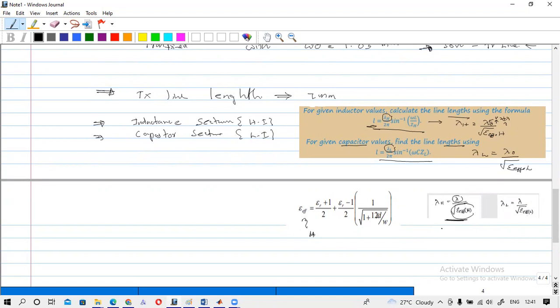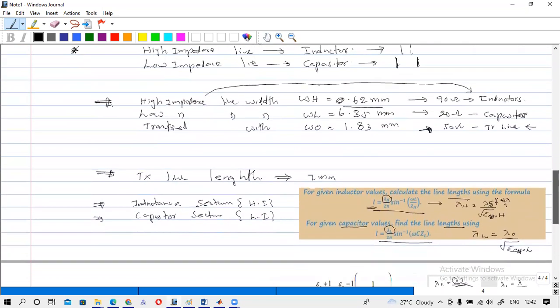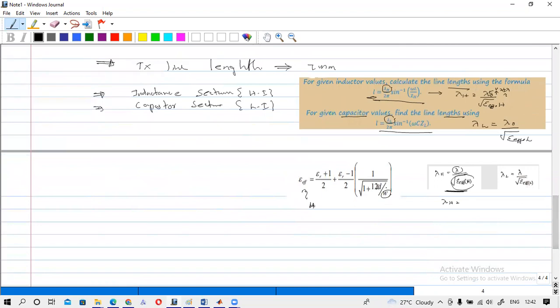So you can calculate the lambda h, the guided wavelength in the high impedance line. In the same manner, you can put the low impedance width, that is 6.35 millimeter here, and d you already know, 0.762, and epsilon r is 3.2. Then you can calculate the epsilon effective related with the low impedance line.